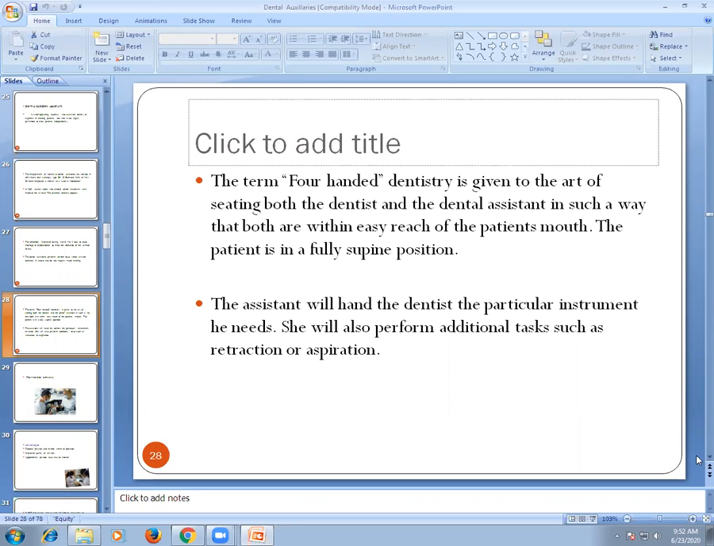Coming to four-handed dentistry. The term four-handed dentistry is given to the art of seating both dentist and dental assistant in such a way that both are within easy reach of the patient's mouth. The patient is in a fully supine position. The assistant hands the dentist the particular instruments he needs, and she will also perform additional tasks such as retraction or aspiration, retraction of the cheek.